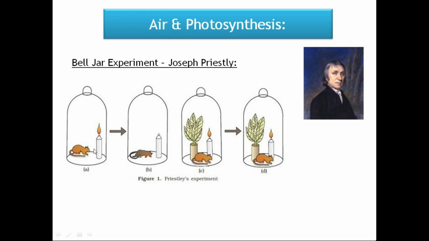Priestley tried an experiment with a lighted candle and a mouse. He first kept a burning candle and a mouse inside a bell jar. Soon it was observed that the candle put off and the mouse got suffocated. Then he placed a mint plant inside the bell jar. He observed that the candle continued to burn and the mouse was alive.